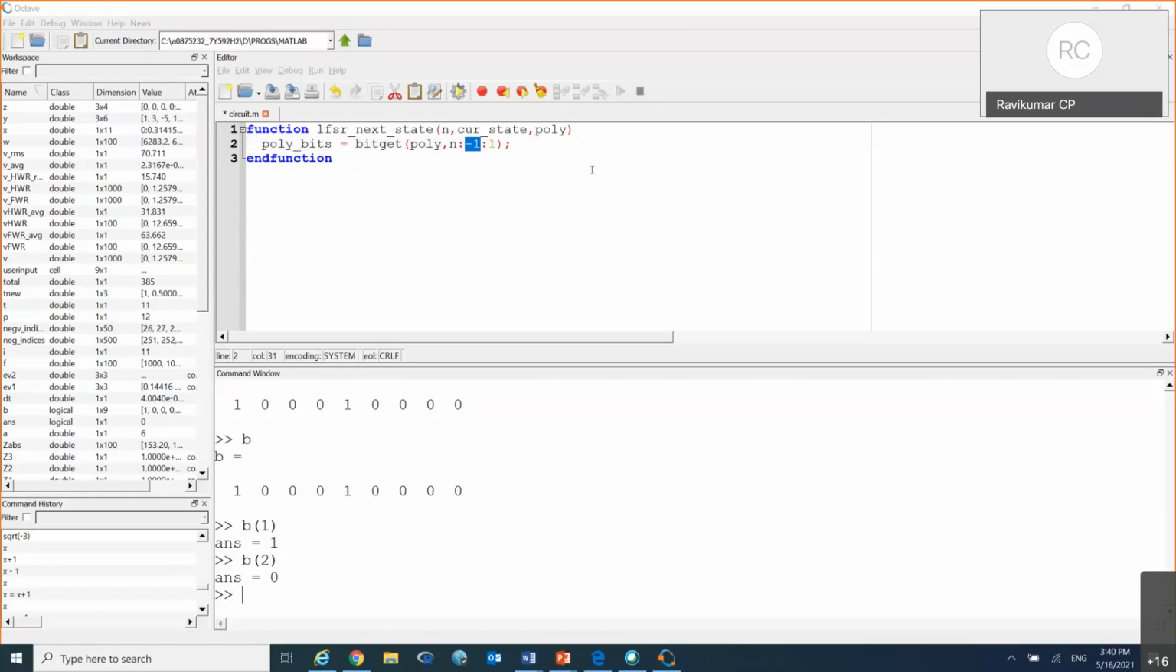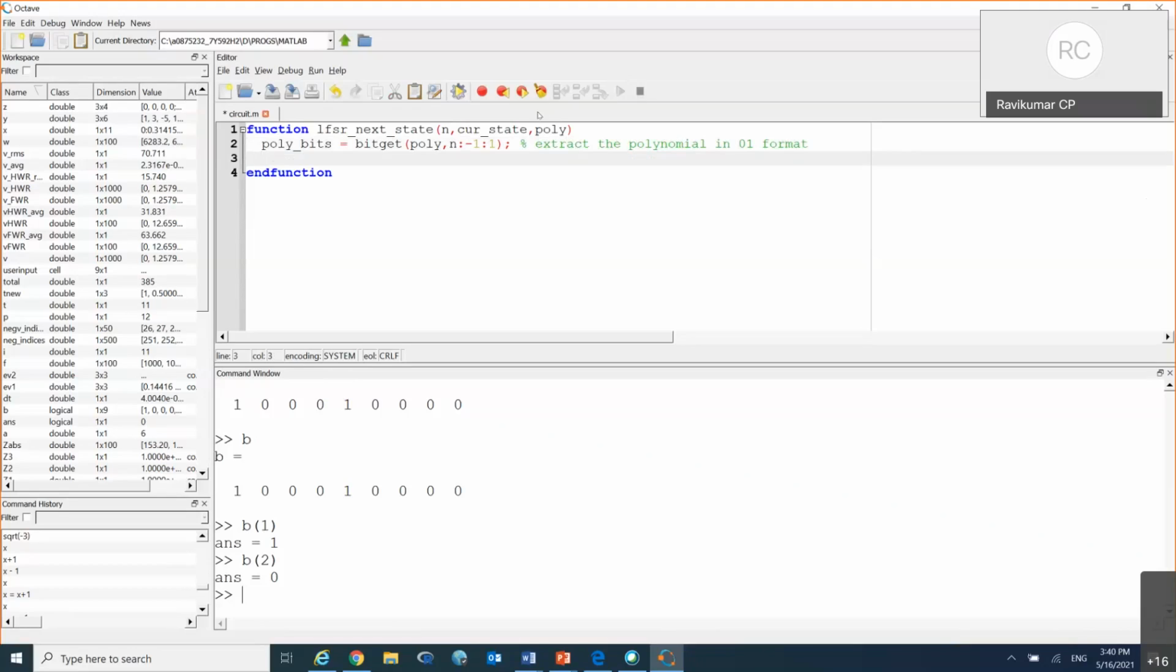Is that clear to everybody? Any doubts here? So poly bits will give me the ones and zeros, right? Extract the polynomial in zeros and ones. I already have the current state in zeros and ones. So how do I get the next state?